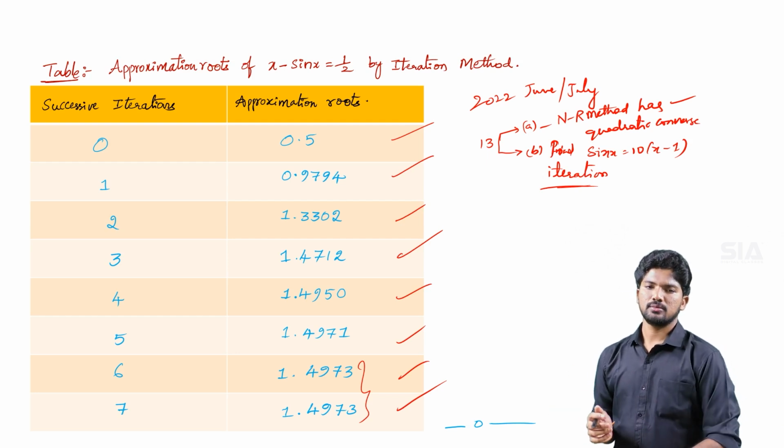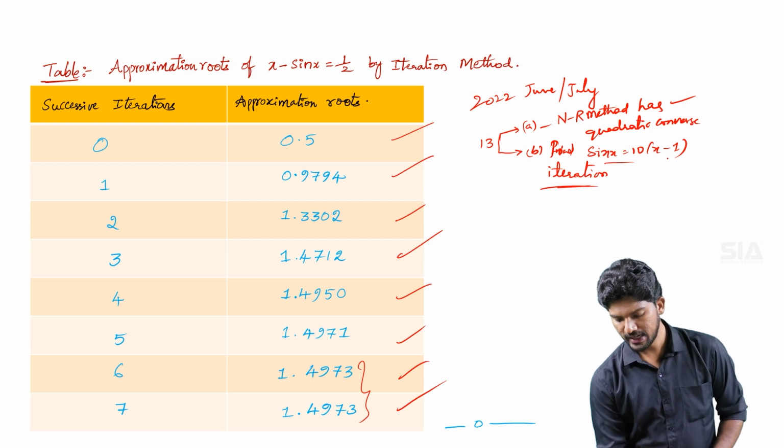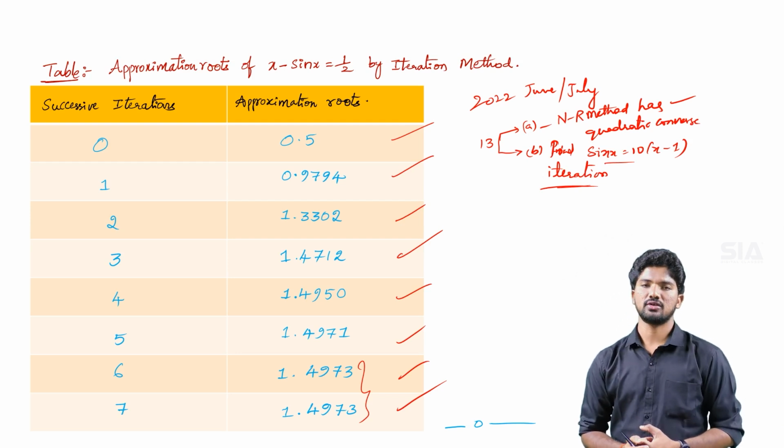So if you look at this option B, sin of x is equal to 10 into x minus 1.